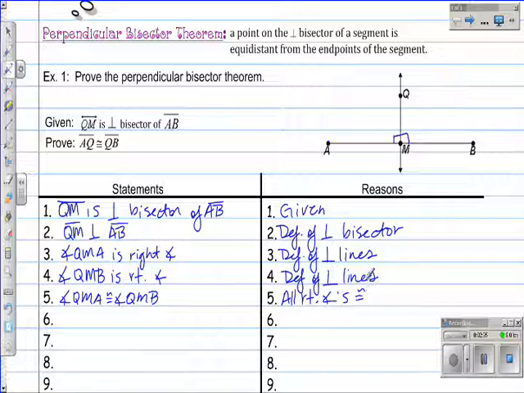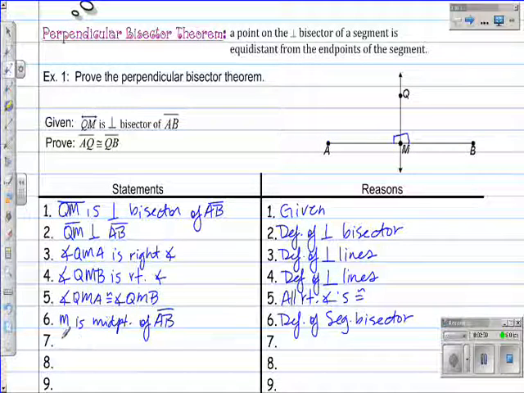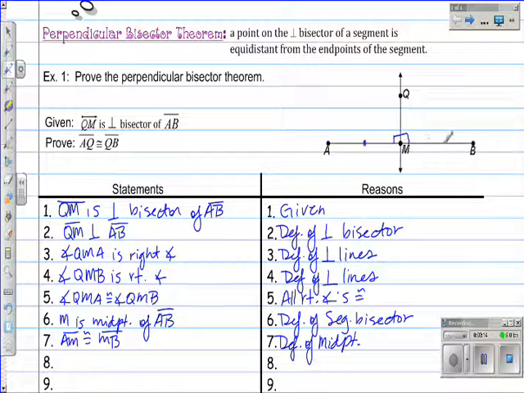Okay, so from here, we also know that QM is a bisector of AB, and if QM is a bisector of AB, then we can say M is the midpoint of AB by definition of segment bisector. If M is the midpoint, then we know that AM is congruent to MB by definition of midpoint, which we can then mark our picture for. AM is congruent to MB.